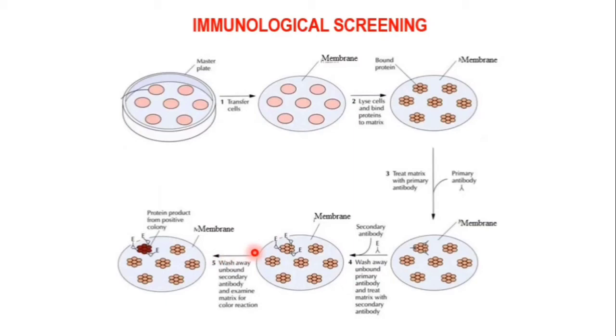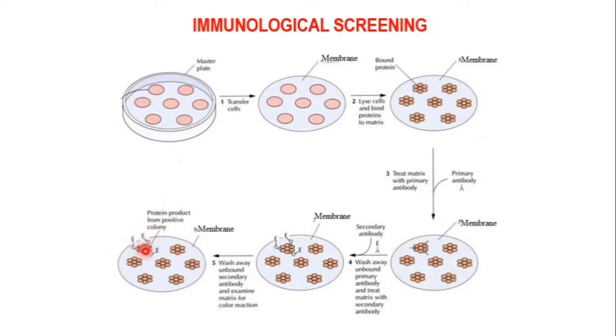Here the enzyme is there, and we'll add the enzyme substrate. At that time this enzyme will degrade the substrate and produce color. That color indicates the positive colony.